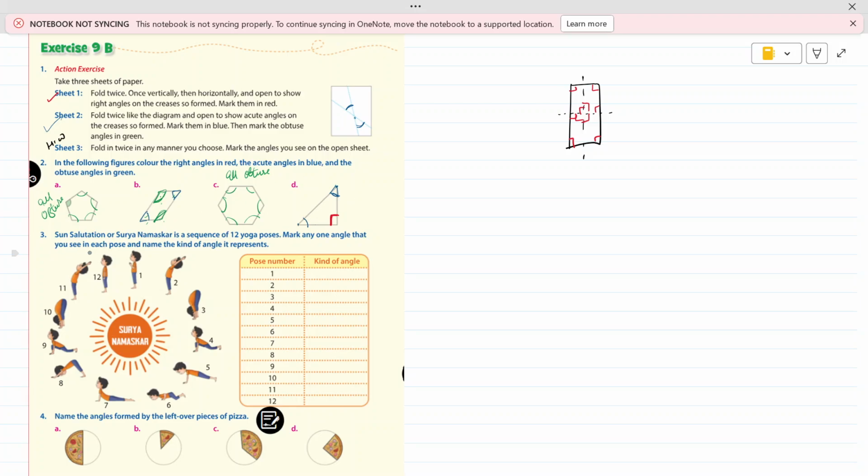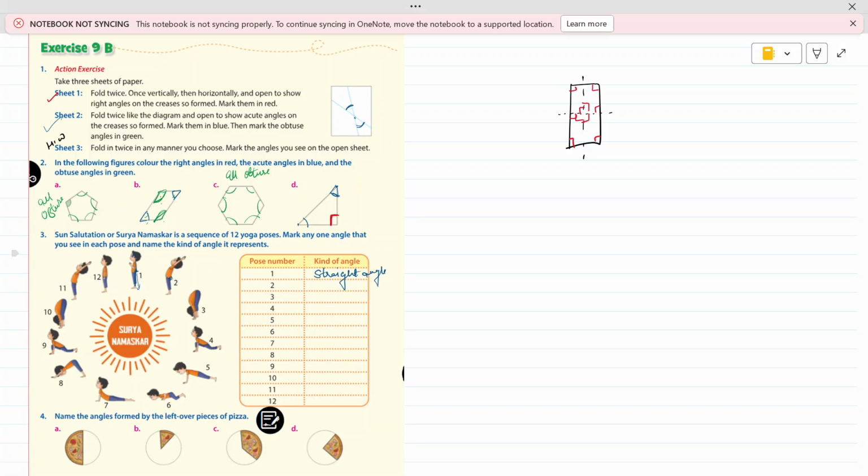Now third question is sun salutation or Surya Namaskar is a sequence of 12 yoga poses. Mark any one angle that you see in each of the poses here. So kids, I'm just giving you one example. When you see the first one, if I take this as the reference point, one line is this, second line is this. Both are in one line with each other. The upper part of the body is one arm, you can say. The lower part of the body you can take as the second, and they are making one straight angle. So I can say that the first one is a straight angle here, right?